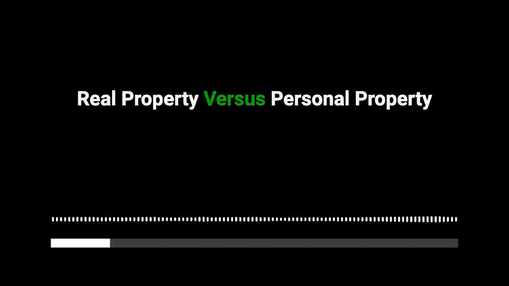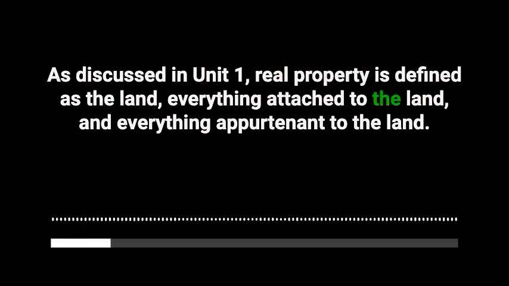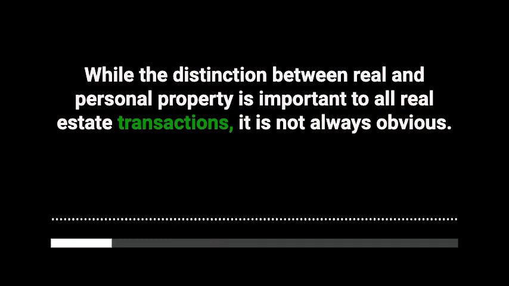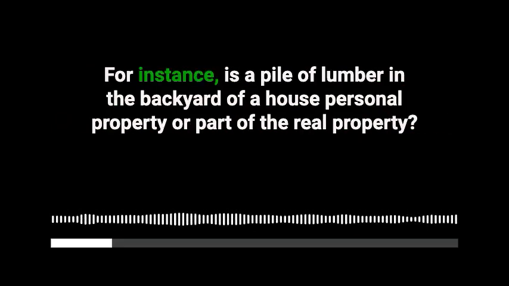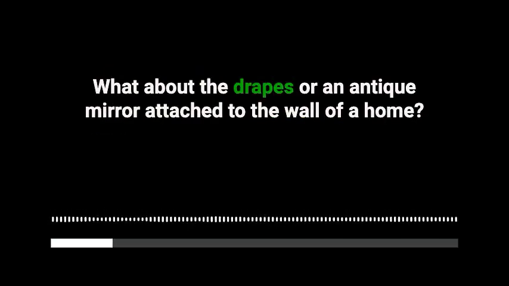Real property versus personal property. As discussed in Unit 1, real property is defined as the land, everything attached to the land, and everything appurtenant to the land. Personal property is defined as everything that is not real property. While the distinction between real and personal property is important to all real estate transactions, it is not always obvious. For instance, is a pile of lumber in the backyard of a house personal property or part of the real property? What about the drapes or an antique mirror attached to the wall of a home?